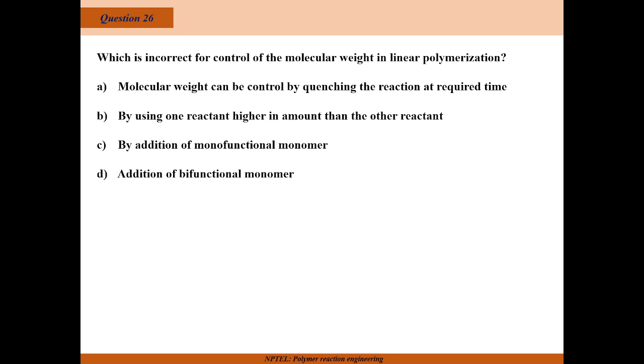By using one reactant higher in amount than the other reactant. So we say that one reactant is made to react higher than the other one. The next option is by addition of monofunctional monomer, the addition of bifunctional monomer.